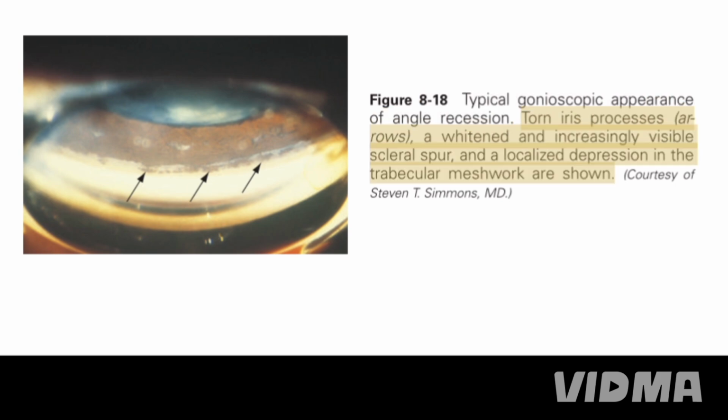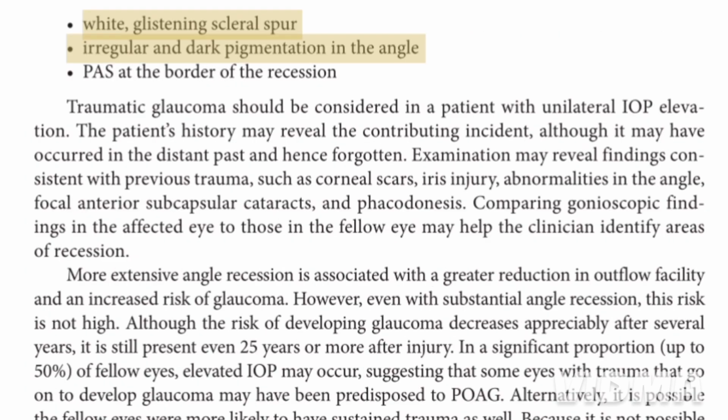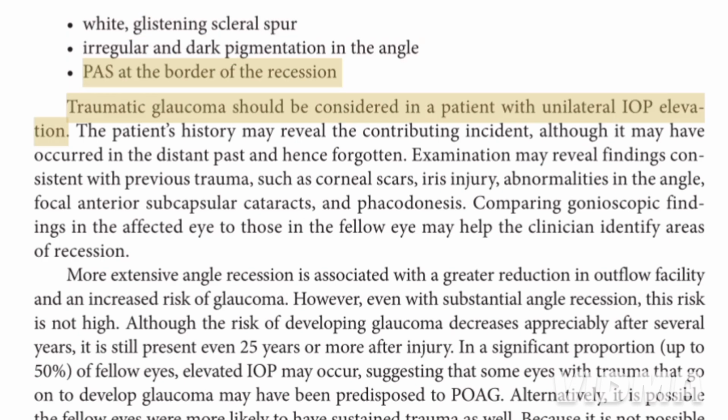Torn iris processes (arrows), a whitened and increasingly visible scleral spur, and a localized depression in the trabecular meshwork are shown. Figure 8-17: goniophotograph of angle recession. Angle recession occurs when the ciliary body is torn, usually between the longitudinal and circular fibers of the ciliary body, resulting in a deepened angle recess (arrows). The dark circular deposits located on the peripheral iris represent old heme. White, glistening scleral spur, irregular and dark pigmentation in the angle pass at the border of the recession.